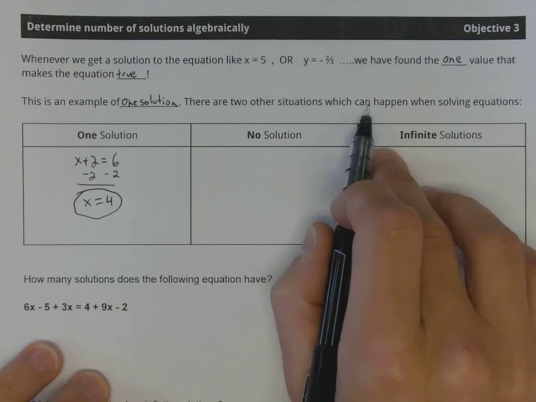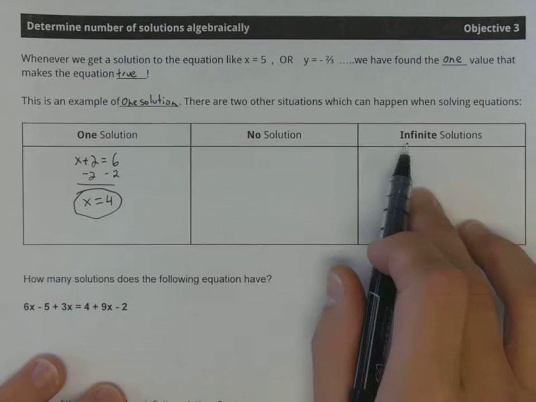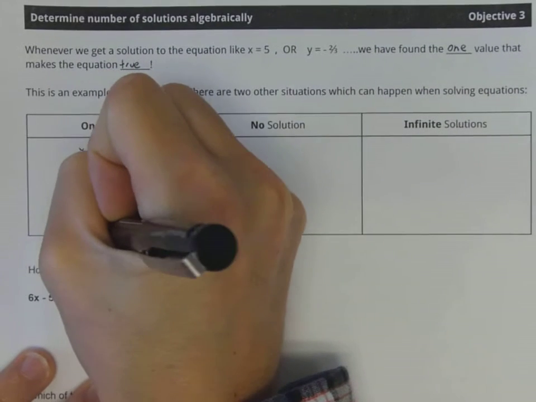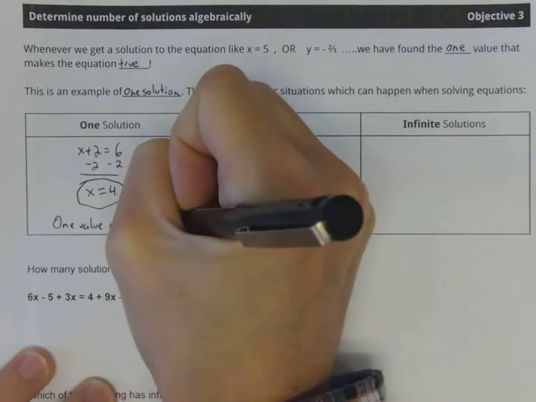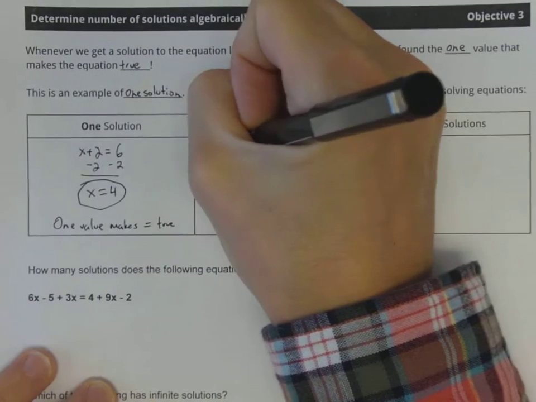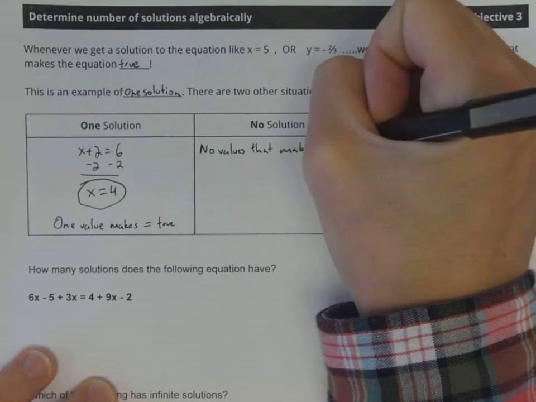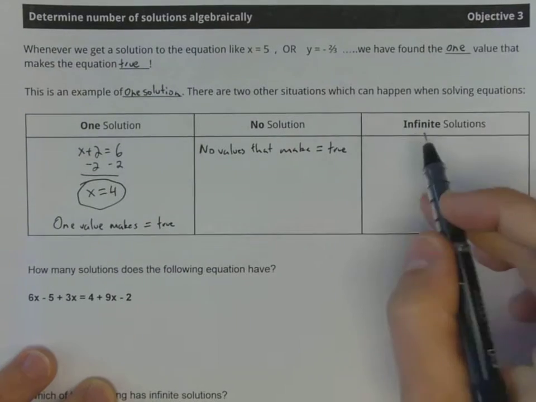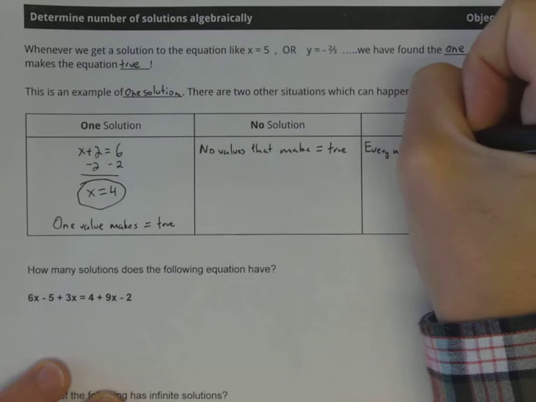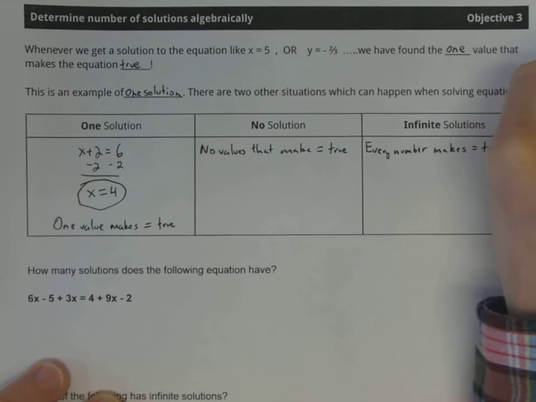There are two other situations that can happen when we're solving equations. One's called no solutions and one's called infinite solutions. One solution means one value makes the equation true. For no solution, that means there are no values that make the equation true. And for infinite solutions, that means that every number works, or every number makes the equation true.